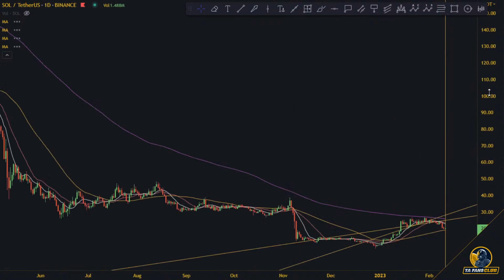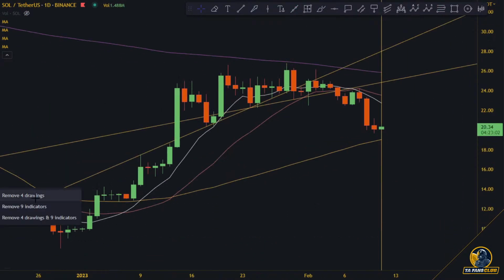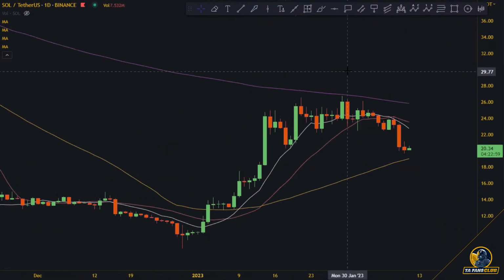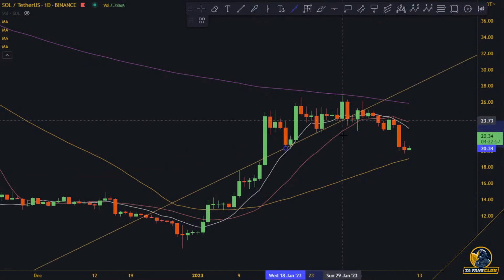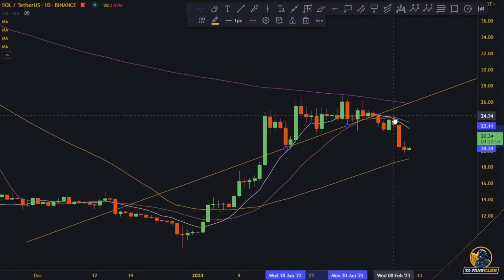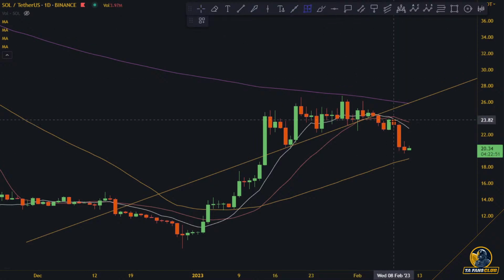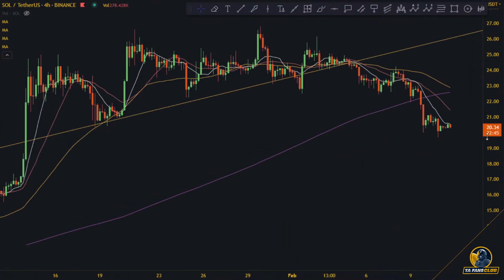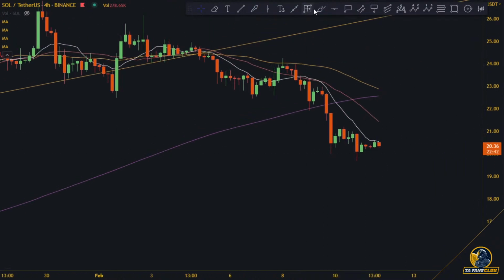Solana. Solana went into this nice distribution pattern up here at the top. It broke that down, retested up here at the moving averages and pulled back. That was, wow, a 14% move. Oh, this is daily, sorry. I thought this was a 4-hourly time frame. This is where we have been today. Oh my god, nothing happened.